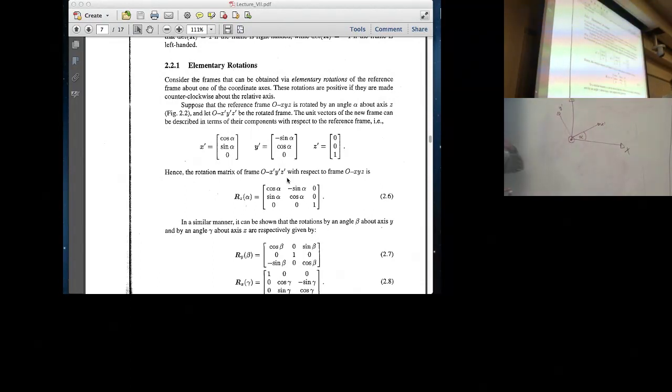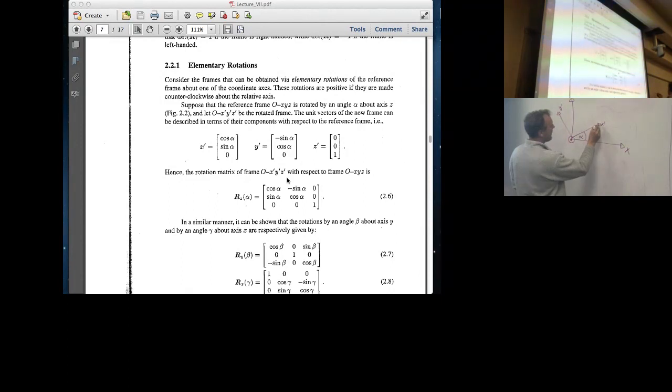Now the question is, okay, how can I express the rotation between the prime coordinate system and the non-prime coordinate system based on alpha? Right? Fine, we can rewrite that. That's not so hard. What we're going to do is we basically do this again, vector by vector, the same thing as what we did before. It can be a little bit graphic.